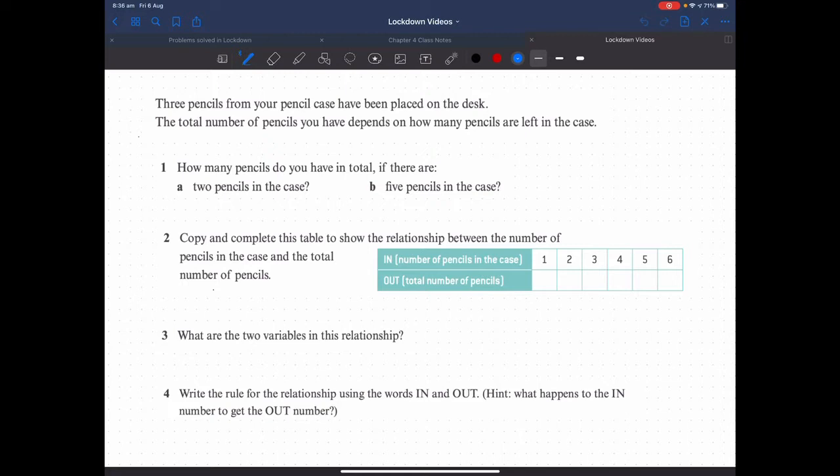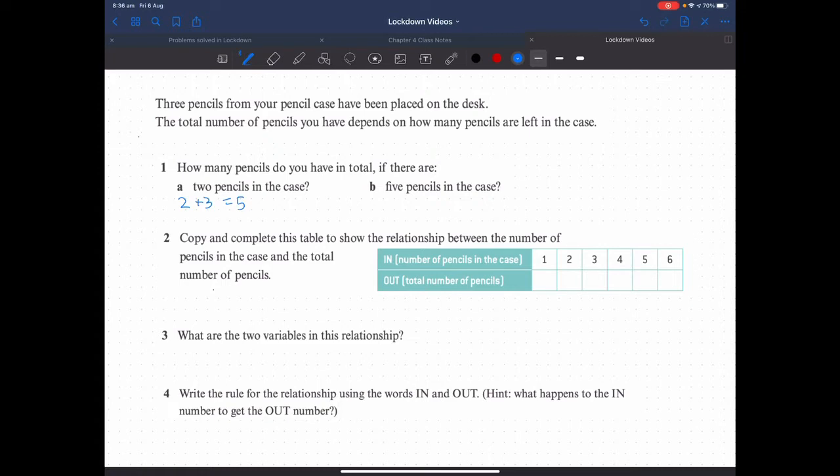So we have 3 pencils on the table, on the desk, and we have a number of pencils in your pencil case. So the first question says to us, how many pencils do you have in total if there are 2 pencils in the case? So in the case there are 2 pencils, and we are told at the start that there were 3 pencils that were placed on the table. So we have 2 in the pencil case plus 3 on the table. That is a total of 5 pencils.